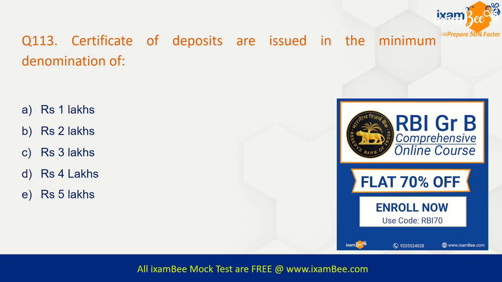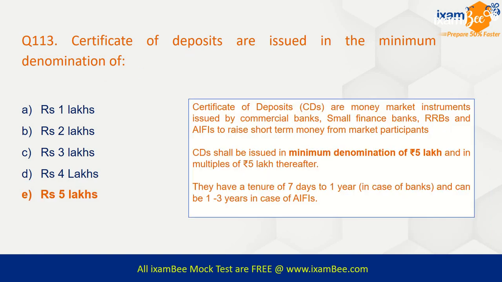Certificates of deposit are issued in the minimum denomination of what? CDs is certificate of deposits. So the minimum denomination for issuing a certificate of deposit is 5 lakh. These are money market instruments issued by banks, small finance banks, RRBs, as an alternative to raise term money from market participants. Minimum denomination of 5 lakh and then in multiples of 5 lakh afterwards. It can have a tenure of 7 days to 1 year. So that's why it is short term.